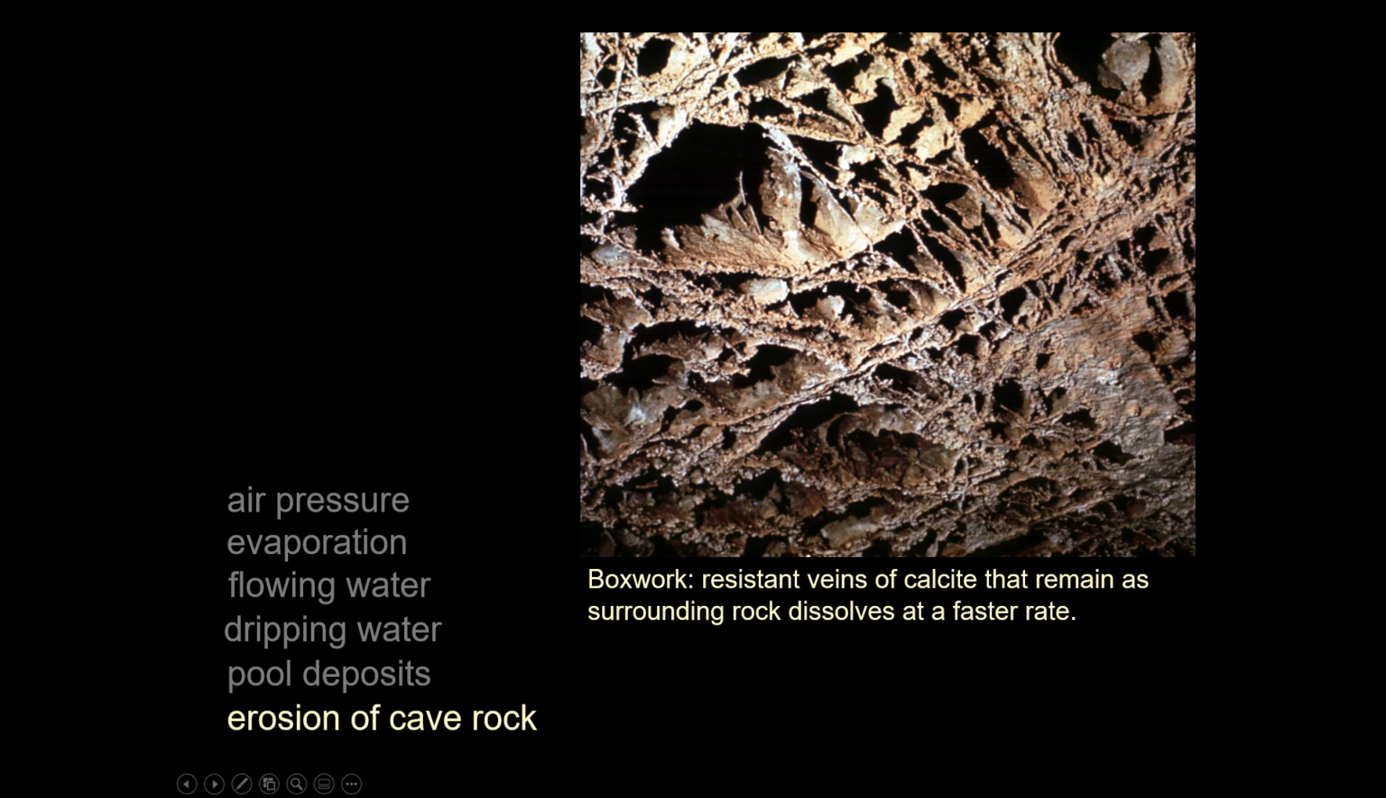This is one of the ones that I think is really interesting. Boxwork forms where you have very resistant veins of calcite that remain as surrounding rock dissolves. So this boxwork that's found in a cave in South Dakota is a remnant of where the material actually extended out farther and eroded away and left behind these veins that were much harder and tougher. So it forms a boxwork. It was called boxwork because it kind of looks like mailboxes that you put mail into. So somebody named it boxwork.